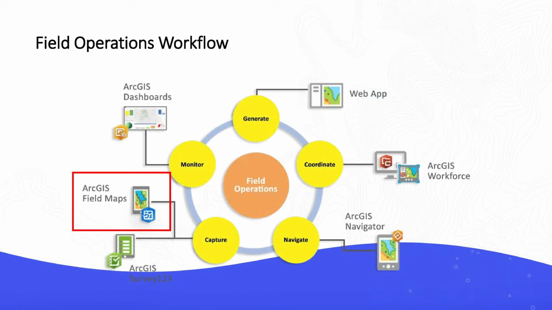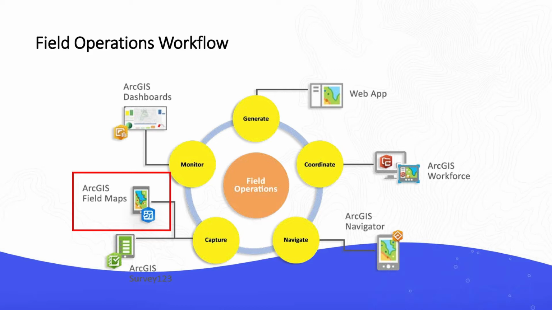To better understand and appreciate the role that ArcGIS field apps play, let's take a brief look at the field operations workflow. Typically, a service request may come into your organization, perhaps for a new connection or to investigate an incident. In ArcGIS, web apps like GeoForms or Survey123 can be used to process those requests. Once those requests have been received, there is a need to coordinate field efforts.